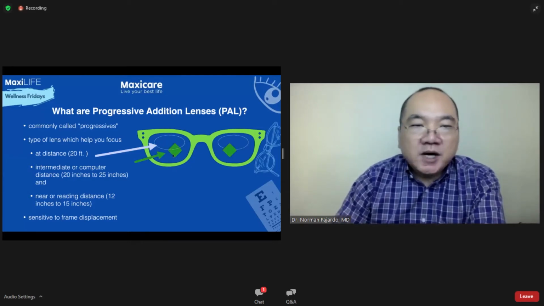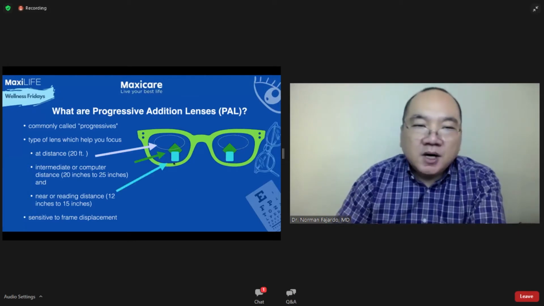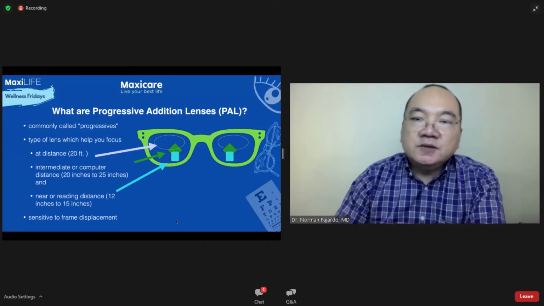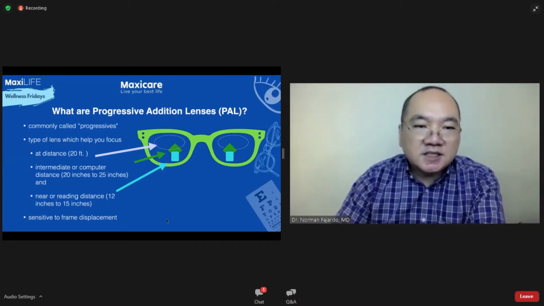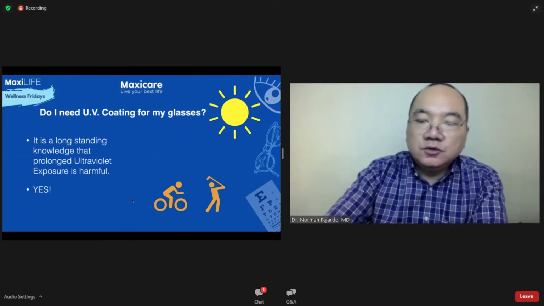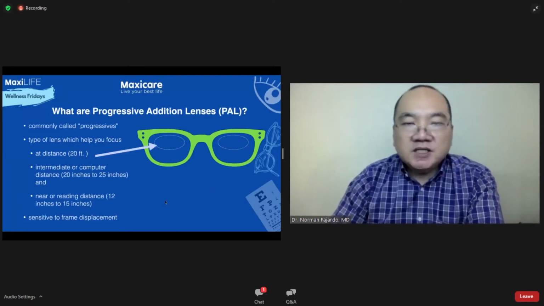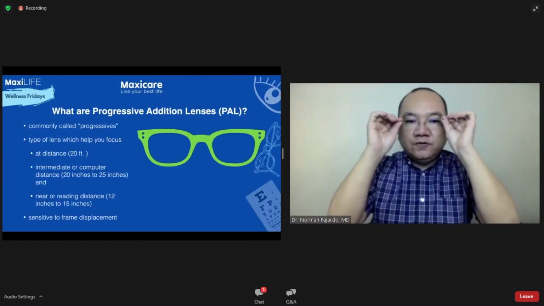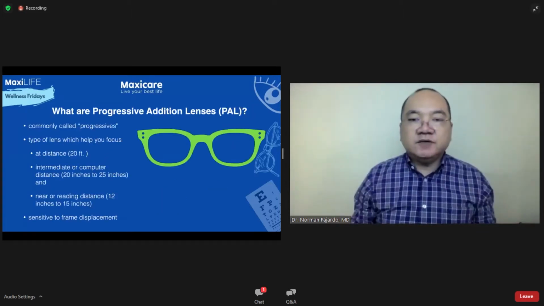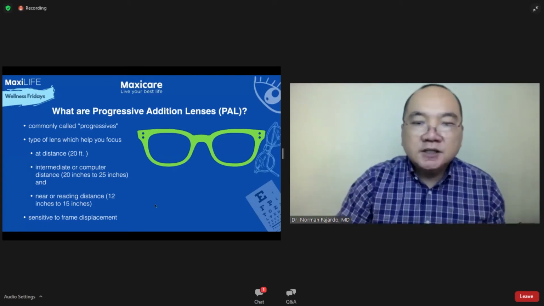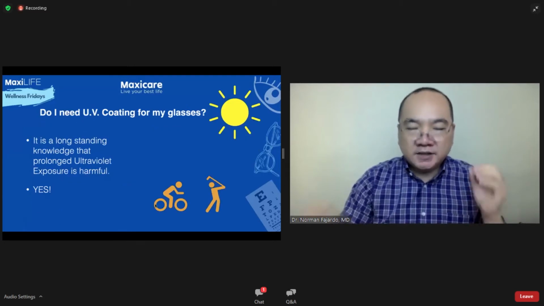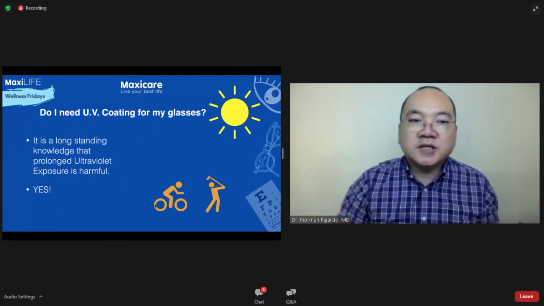The intermediate part, which is for computer distance, and the near part, which is for reading. So the problem with progressive addition lenses is that it's sensitive to frame displacement. So if your glasses go down here, you're using a different area of the glasses already. So you will have discomfort or you will see blurry. So you pay attention to the position of the frame all the time.